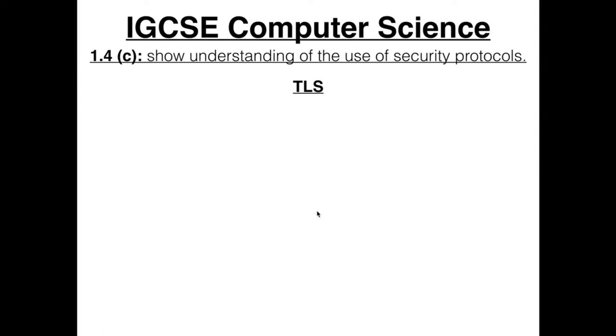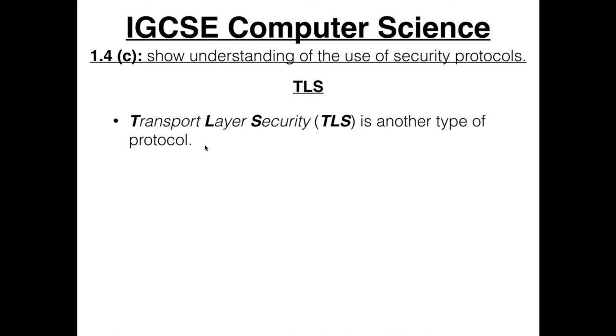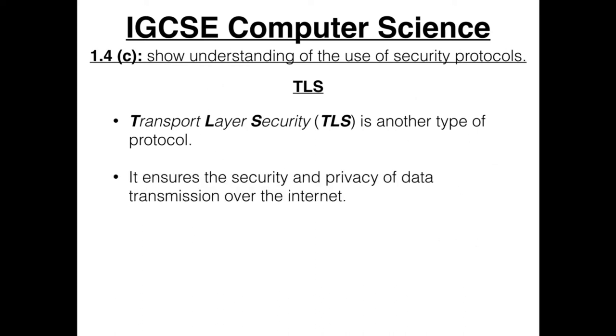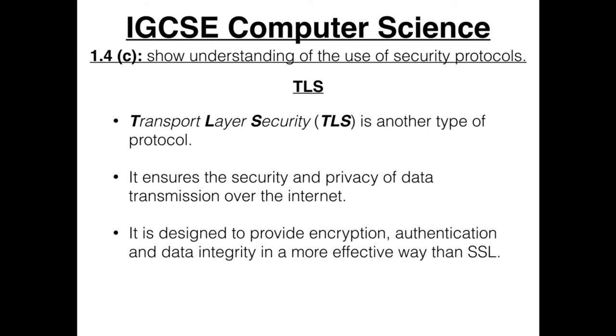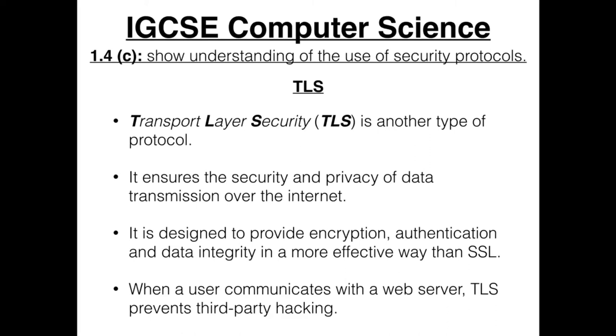So TLS stands for Transport Layer Security. It's another type of protocol, obviously. It ensures the security and privacy of data transmission over the internet. It's designed to provide encryption, authentication, and data integrity in a more effective way than SSL. SSL is a little bit older. TLS is a bit newer, so we'll also go through SSL versus TLS at the end, to see what TLS also provides that SSL doesn't. When a user communicates with a web server, TLS prevents third-party hacking.